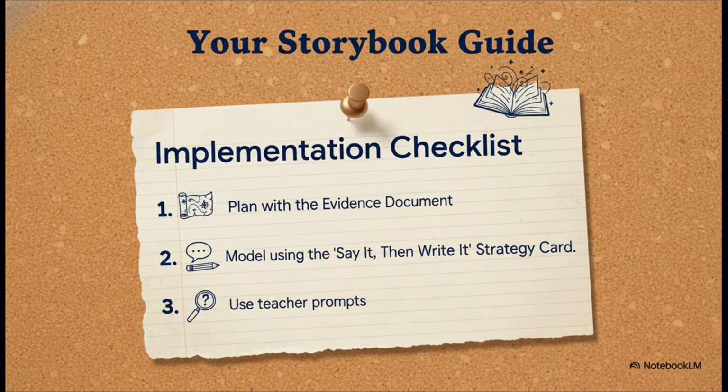So, let's boil it all down. What's your checklist for success? Number 1, start with the evidence document, always. Define what success looks like before you do anything else. 2, model everything using that say it, then write it routine. And 3, use those prompts from the state documents to constantly check for understanding.